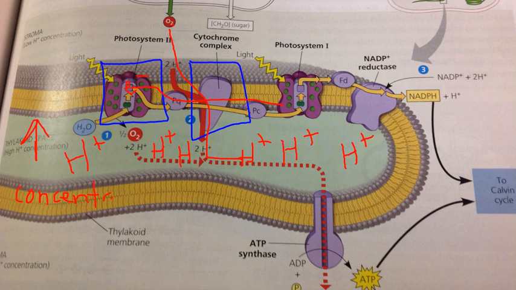I'm not the best speller, but it's okay. So that concentration gradient is actually powering the ATP synthase, this protein right here. Okay, this molecule is using those hydrogen ions, pumping them out, and as it pumps them out, it's changing ADP into ATP.